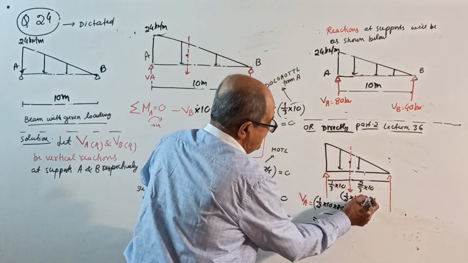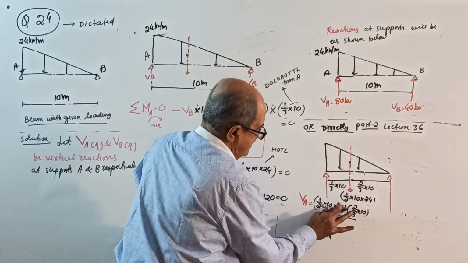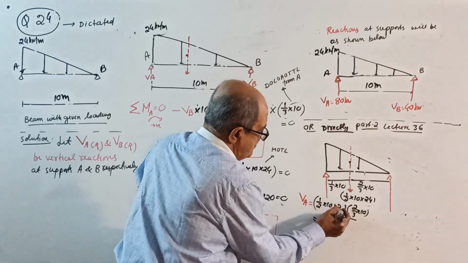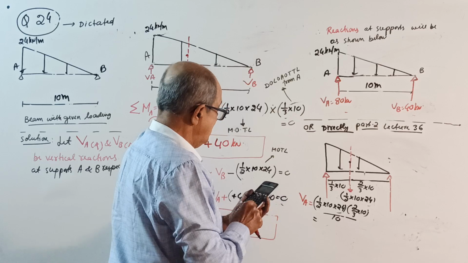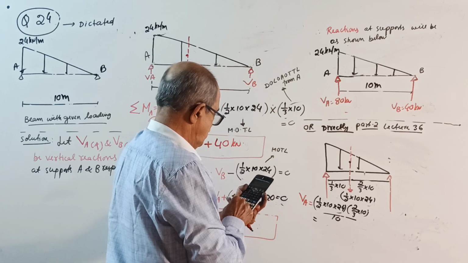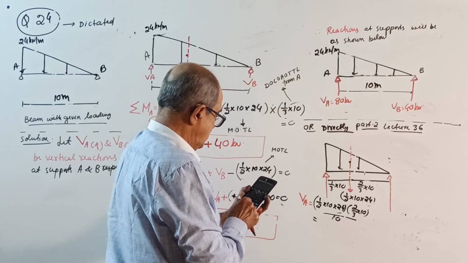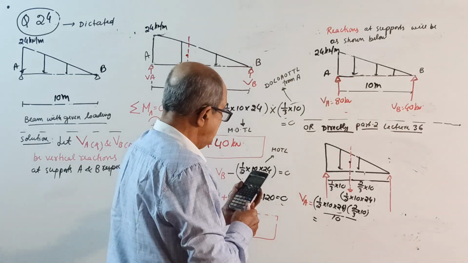Intensity is 24 there. See, 24. Otherwise, wrong answer will come. 24. Okay, now correct. Half into 10 into 24 into 2 by 3 of 10 divided by 10 is 80 kilonewton.